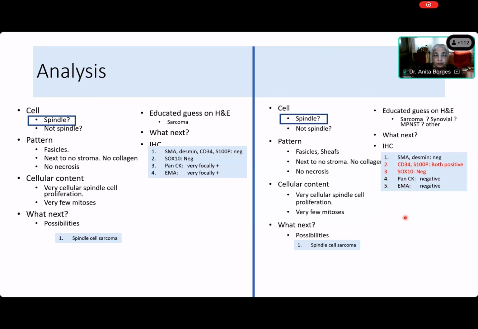Okay, so now let's come to 5A. Should we think of a synovial sarcoma? The answer is yes. Why? Because PAN-CK and EMA were focally positive. It is a very, very cogent diagnosis.